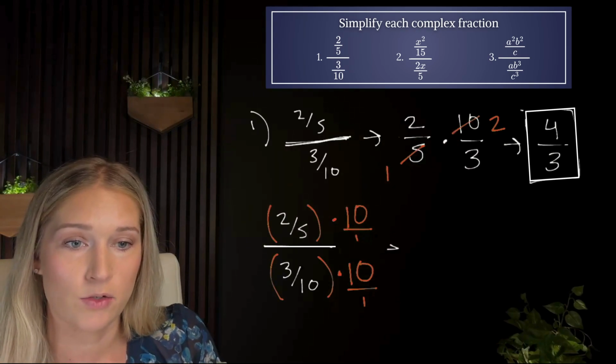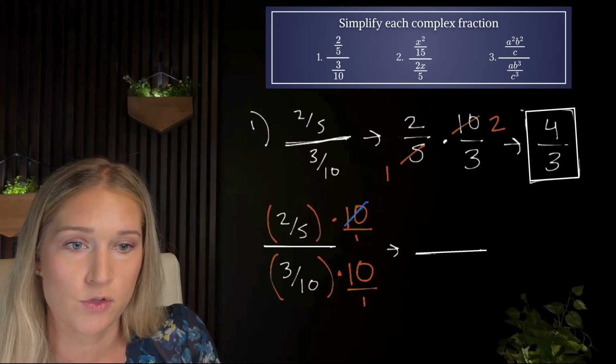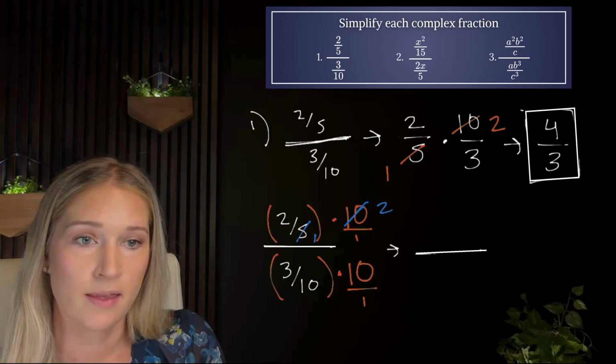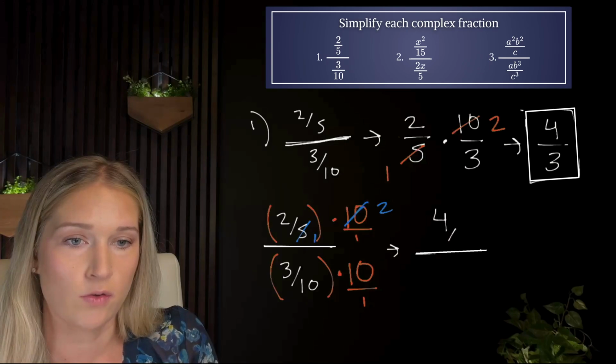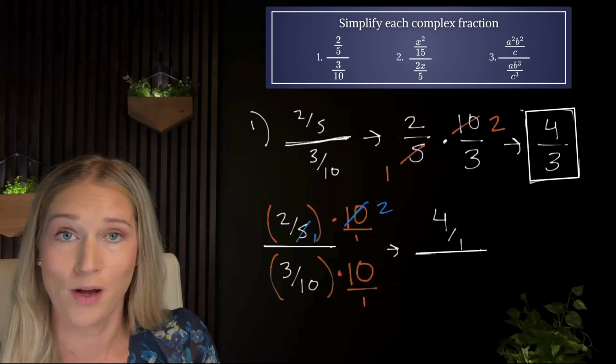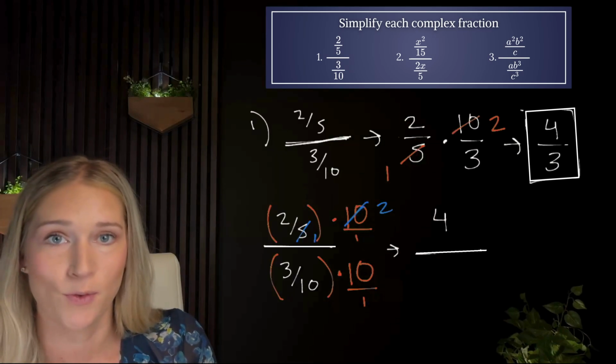In my numerator, I can reduce my 10 and my 5 down to 2 and 1. Then I multiply straight across. 2 times 2 is 4 over 1 times 1 is 1. And again, I don't need to write that 1 because it's implied with just 4.